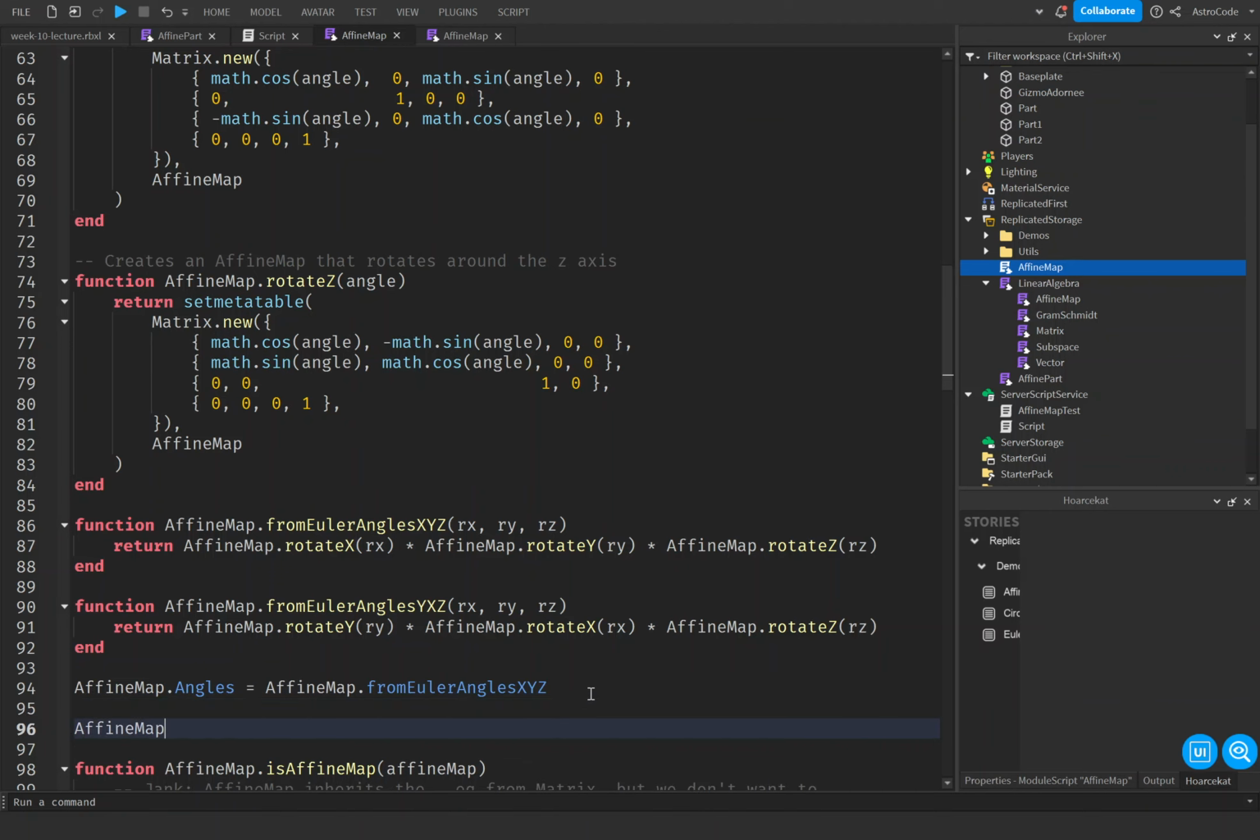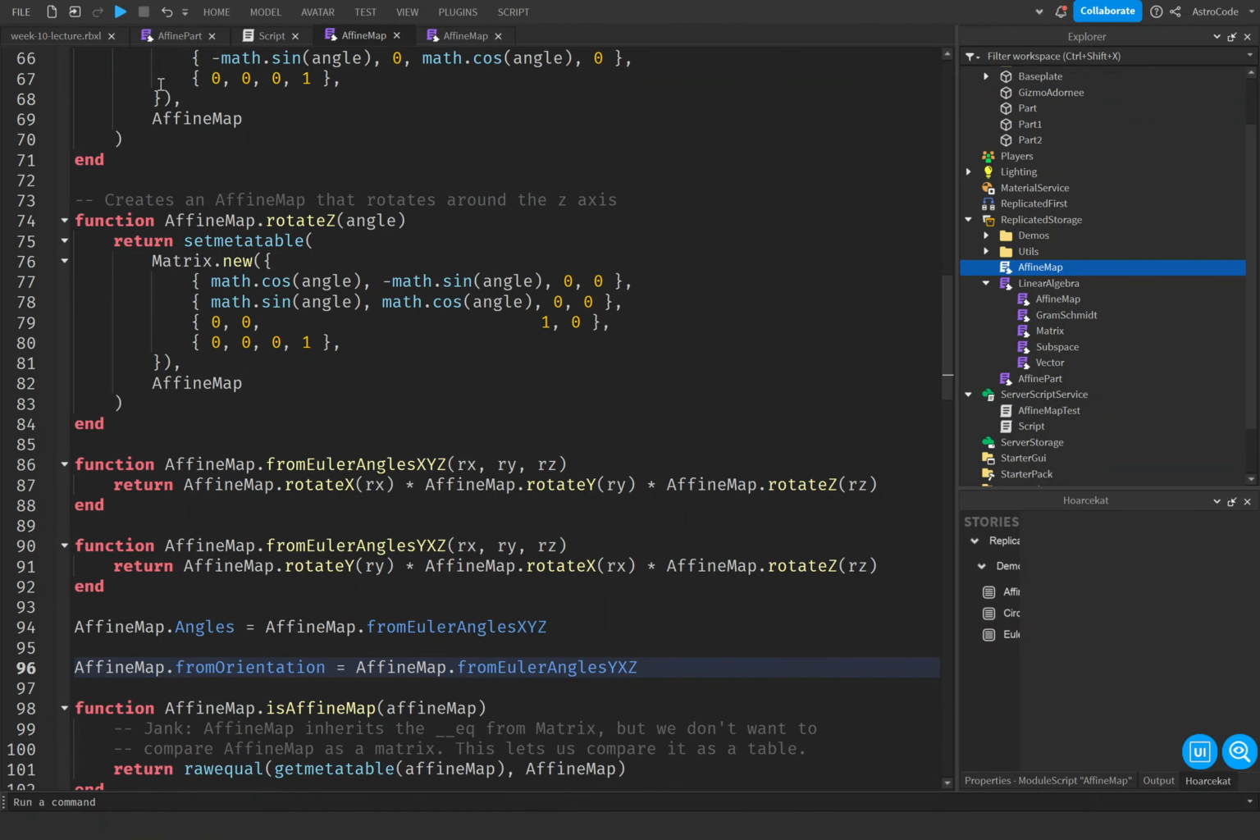Okay, and then this one is an alias for fromOrientation. So fromOrientation is from Euler angles YXZ. It's strange, like there's 4 constructors to do 2 of the versions of this. All right, there we have it.